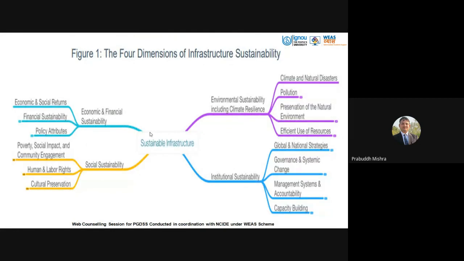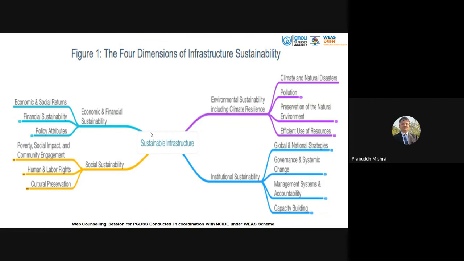This has to be understood. So this sustainable infrastructure is the blocks which I have showed earlier. These are the same things in a very concise manner. So sustainable infrastructure has four facets: economic and financial sustainability, social sustainability, environmental sustainability, including climate resilience, and institutional sustainability.